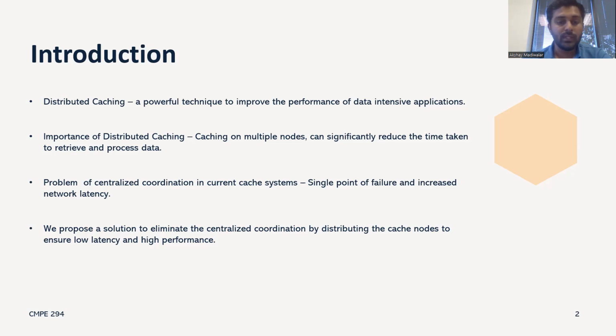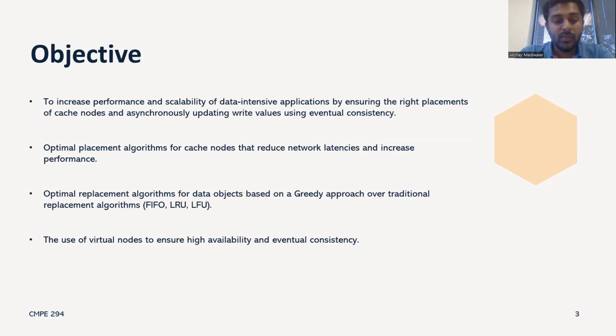When we talk about the objective, the objective of this research paper is to propose a strategy for adaptive distributed caching that improves the performance and scalability of data-intensive applications. Our solution aims to address the potential drawbacks of current systems, which are based a lot on a centralized coordination server, which can lead to a single point of failure or increased network latencies. To achieve our objective, we propose a strategy where we use optimal placement algorithms for cache nodes that reduce network latencies and increase performance.